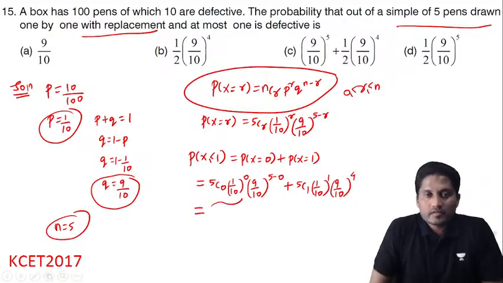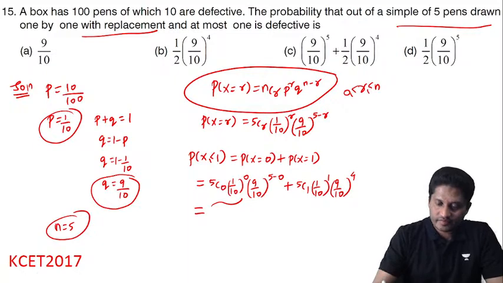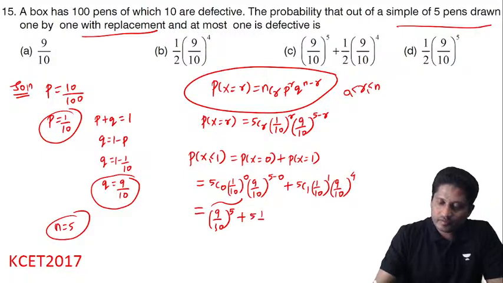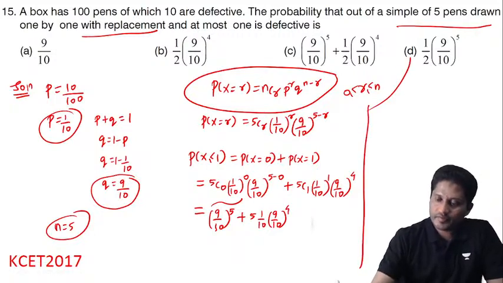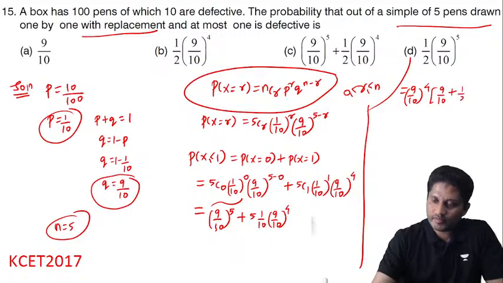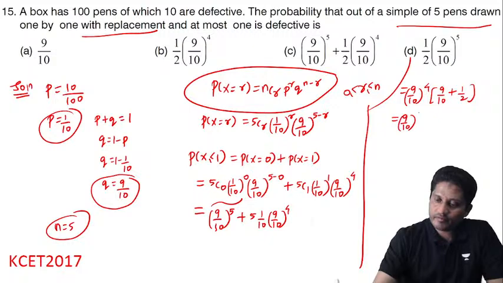Okay, these two are 1. This is 9 by 10 whole power 5 plus 5C1 is 5 into 1 by 10 into 9 by 10 power 4. Now suppose I take 9 by 10 power 4 common, left out is 9 by 10 plus 5 by 10, which is 1 by 2. 9 by 10 power 4, LCM is 10, you'll get 9 plus 5.